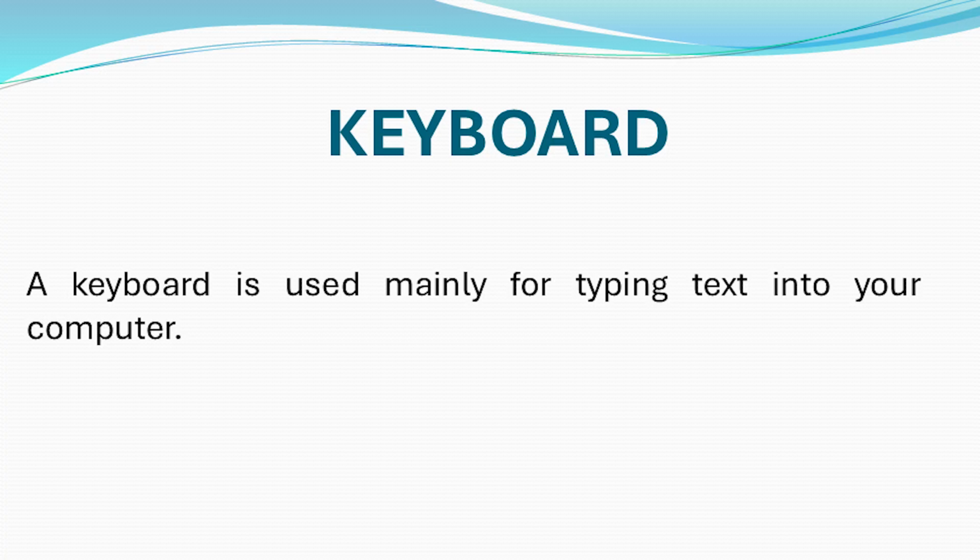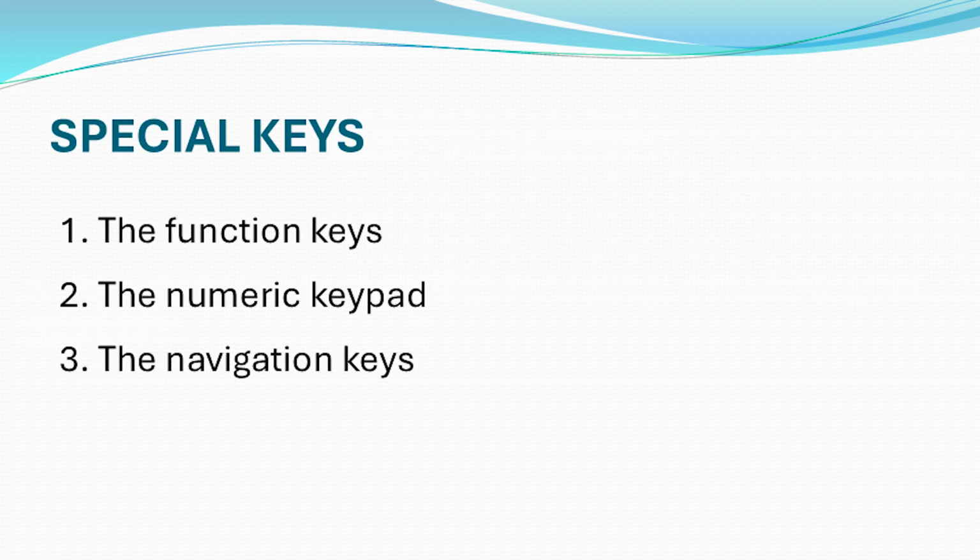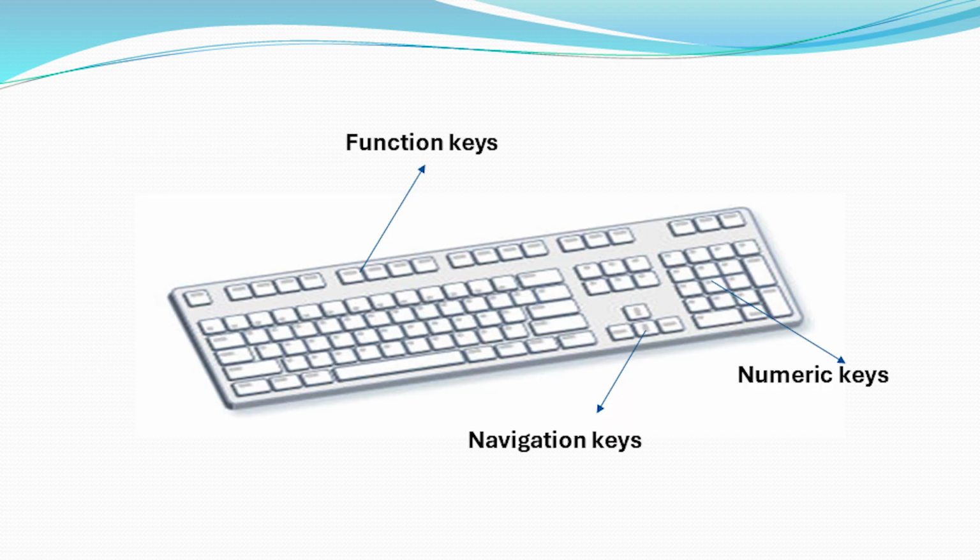Keyboard. A keyboard is used mainly for typing text into your computer. Like the keyboard on a typewriter, it has keys for letters and numbers, but it also has special keys. The function keys, found on the top row, perform different functions depending on where they are used. The numeric keypad, located on the right side of most keyboards, allows you to enter numbers quickly. The navigation keys, such as the arrow keys, allow you to move your position within a document or web page. You can also use your keyboard to perform many of the same tasks you can perform with a mouse.